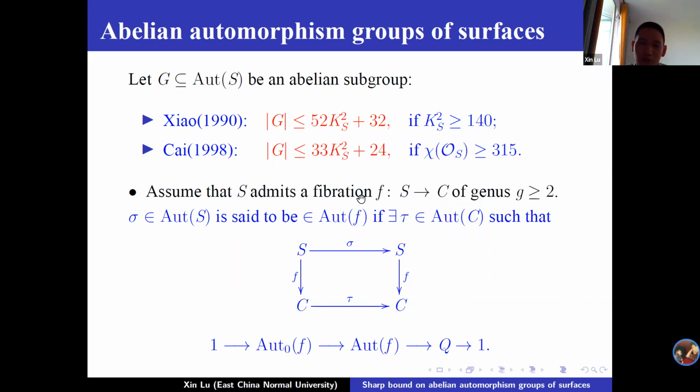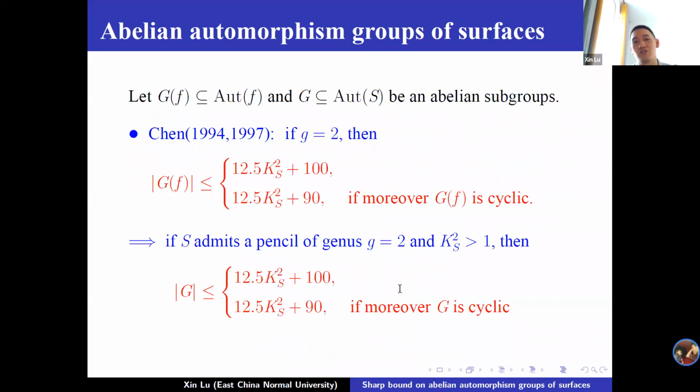I mean, the problem is about the automorphism group on a surface S, but based on this exact sequence, one might decompose this group into two parts, and the two parts are about the automorphism group of the elliptic fibration Q. So this is maybe one reason that many mathematicians make progress in this case. Okay, so let's mention some progress in this direction.